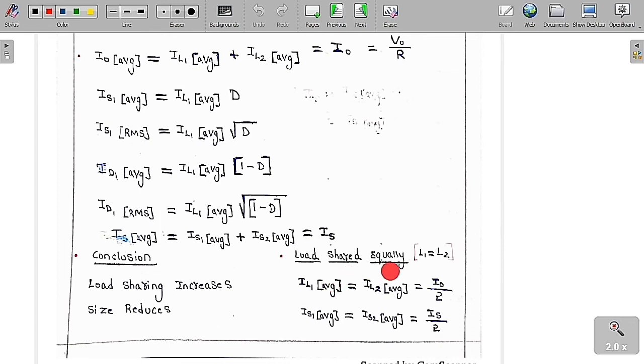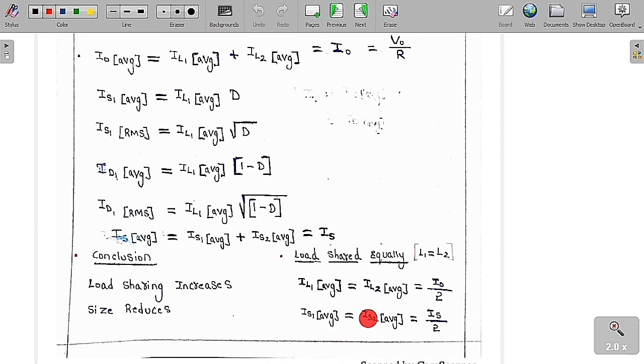Suppose the load is shared equally. Now we will discuss a special case. What is the meaning of this one? Load shared equally and both the inductances are equal because they are ideal. Then what is going to happen? It means both have the same inductor current. Therefore IL1 average is equal to IL2 average is equal to I naught by 2, because both have the same inductance and they share the load equally.